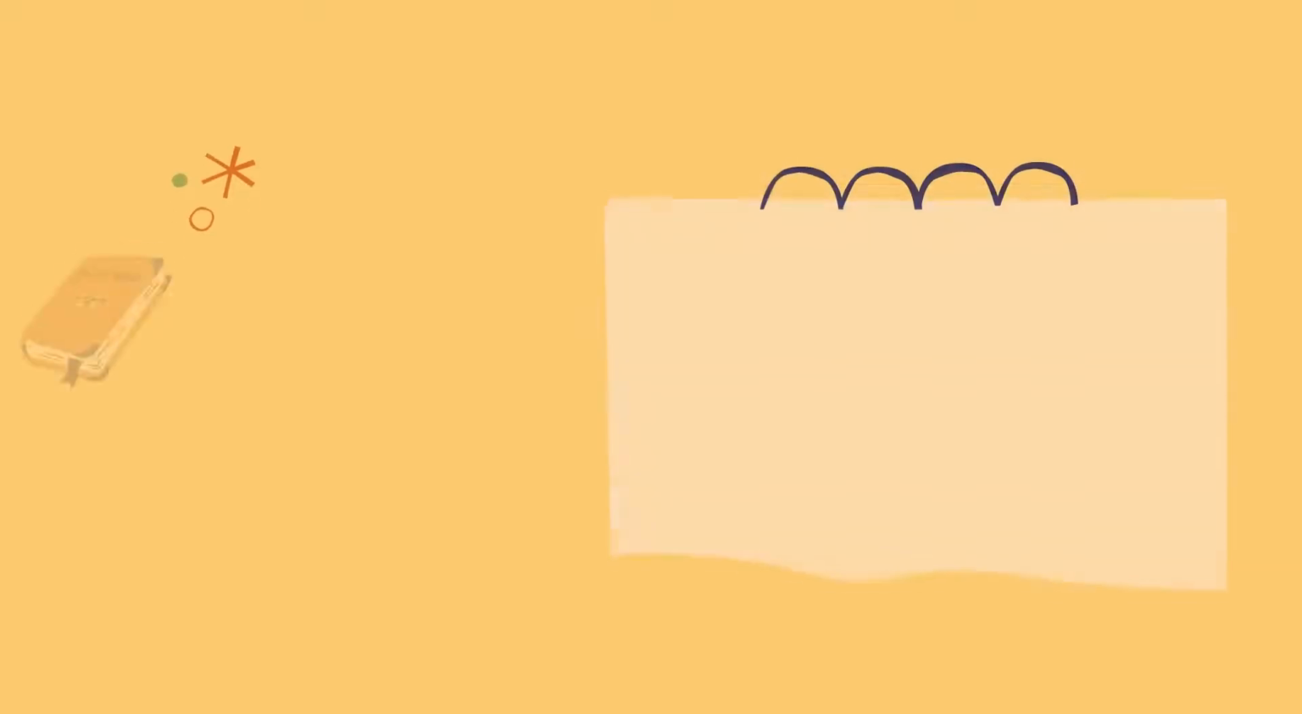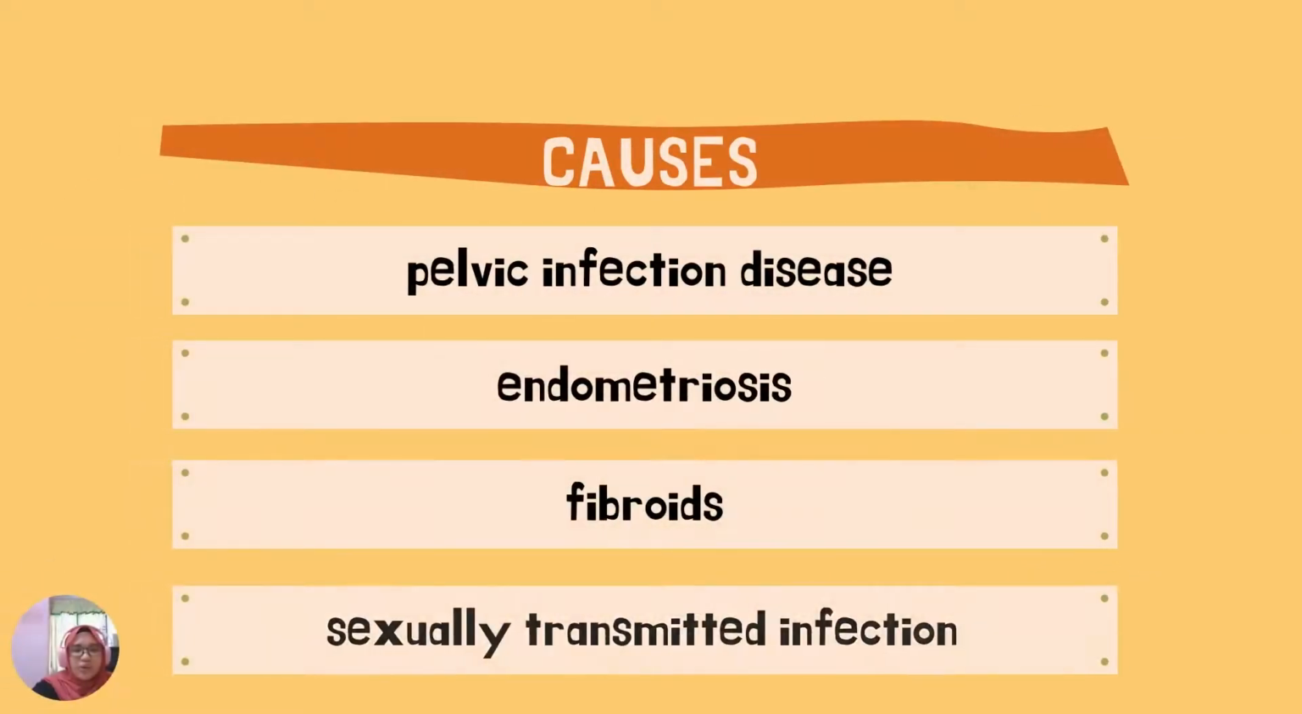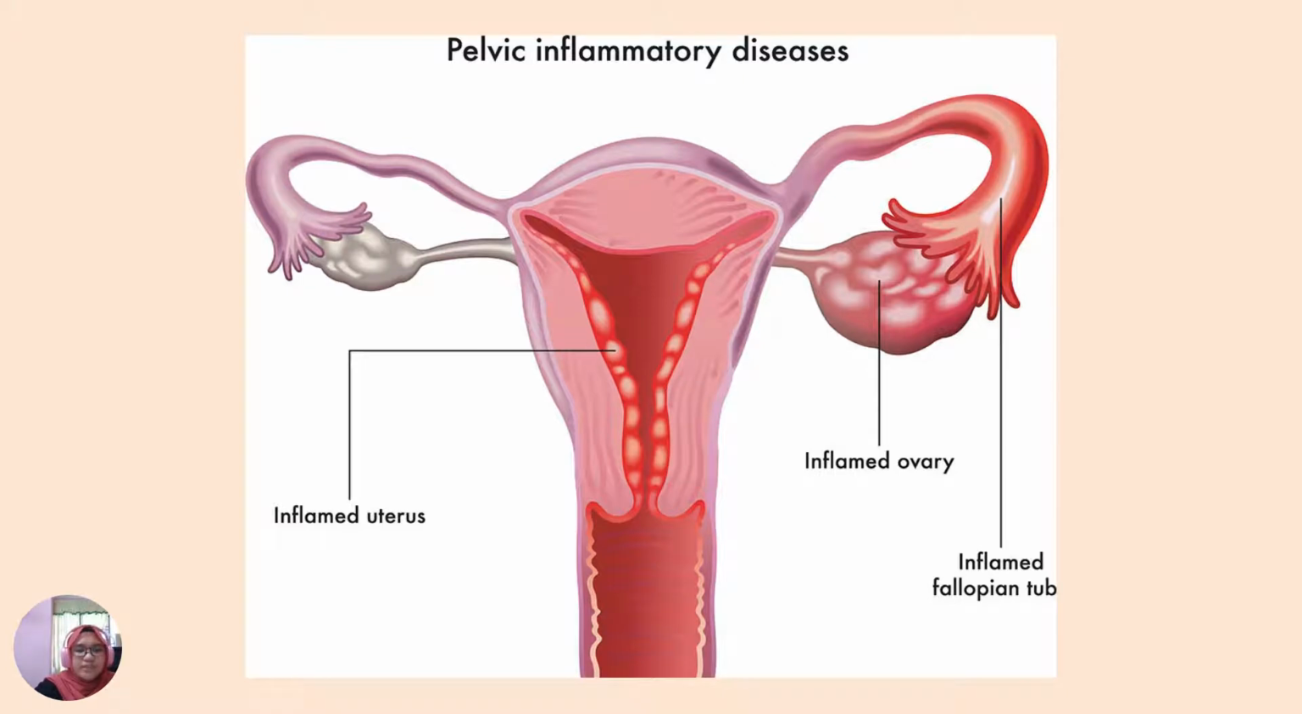Okay. Next are the causes of the blockage of the fallopian tube. I will only discuss four causes. Firstly is pelvic inflammatory disease, or PID. It is actually an infection of the female reproductive organs. It is caused by a bacterial infection that is transmitted from the vagina to the uterus, fallopian tubes, and also ovaries, so it may cause inflammation at the reproductive organs. As we can see here in the diagram, this is how the inflammation will look. The uterus will be inflamed, the ovary will be inflamed, and also the fallopian tube will be inflamed.